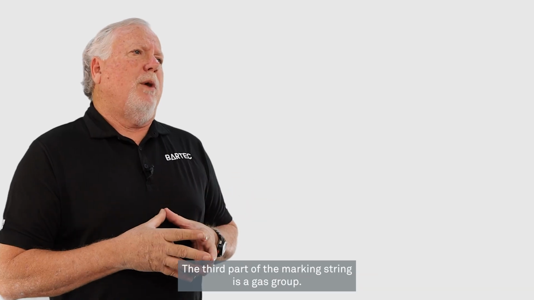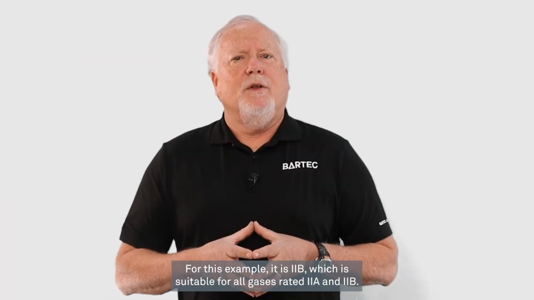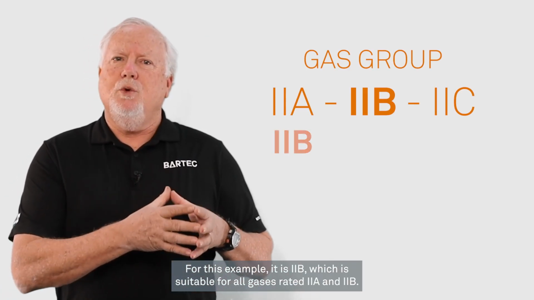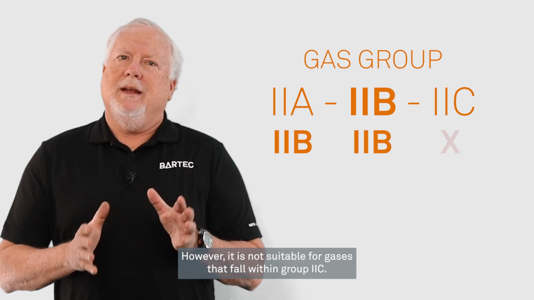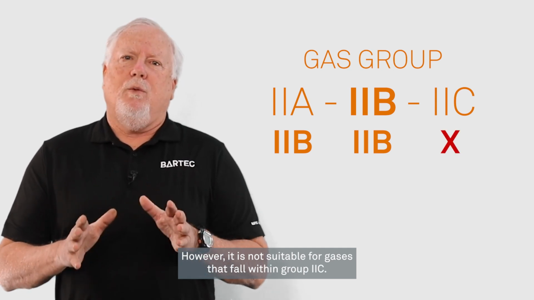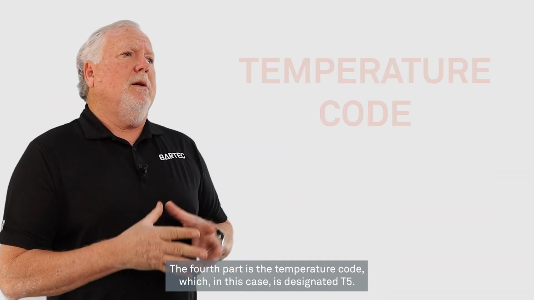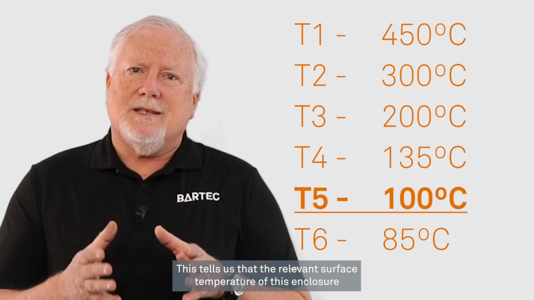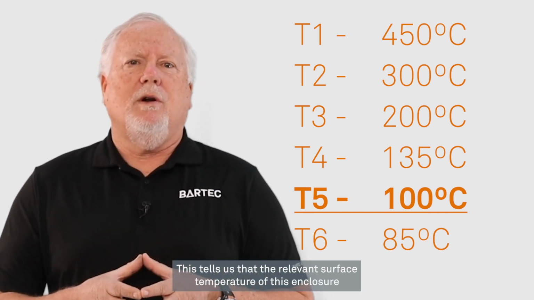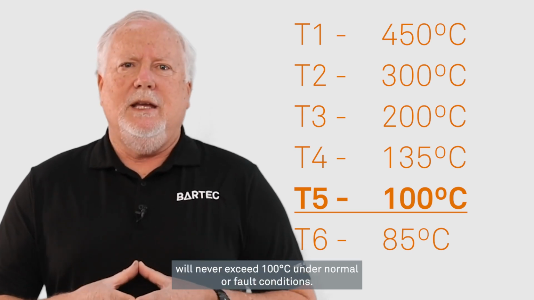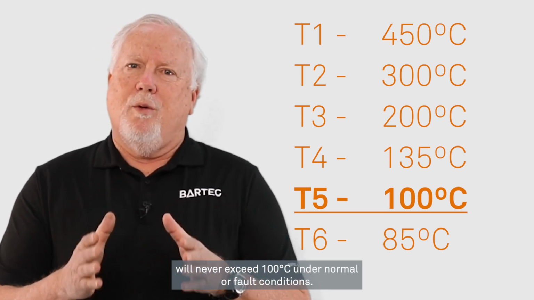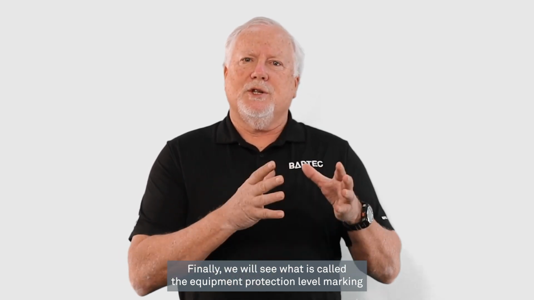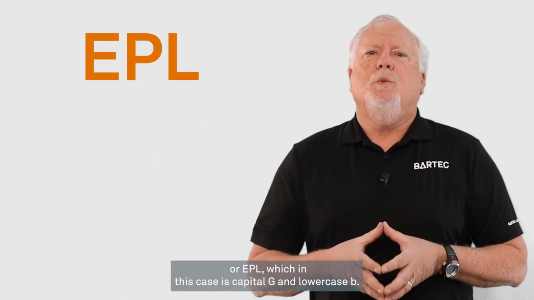The third part of the marking string is the gas group. For this example, it is IIB, which is suitable for all gases rated IIA and IIB. However, it is not suitable for gases that fall within group IIC. The fourth part is the temperature code, which in this case is designated T5. This tells us that the relevant surface temperature of this enclosure will never exceed 100 degrees C under normal or fault conditions.